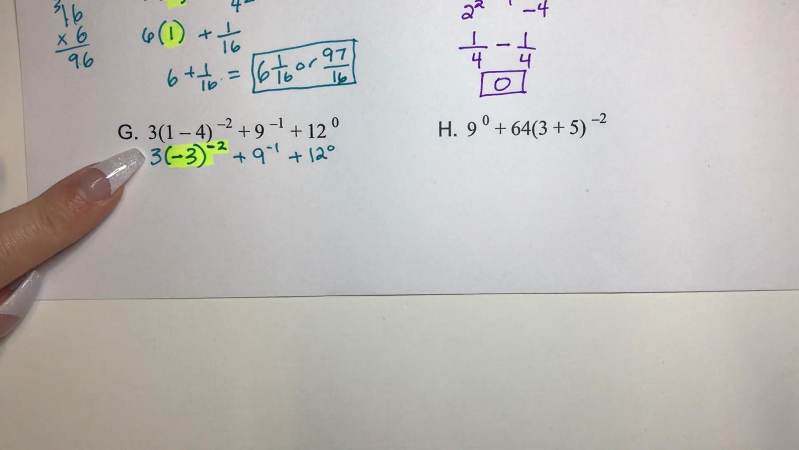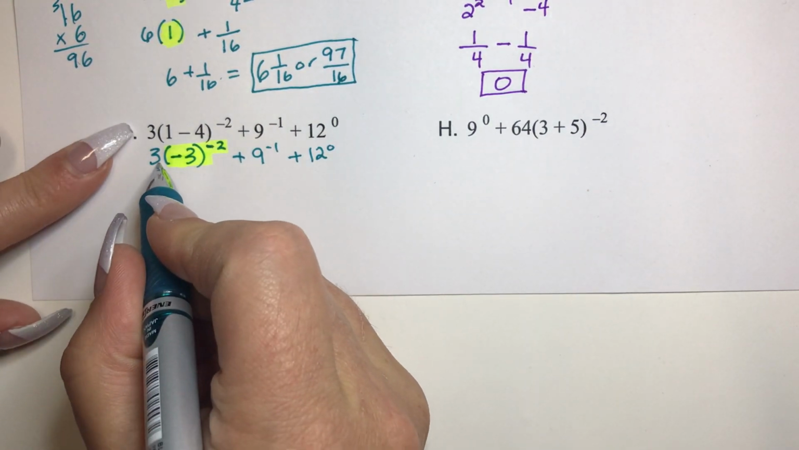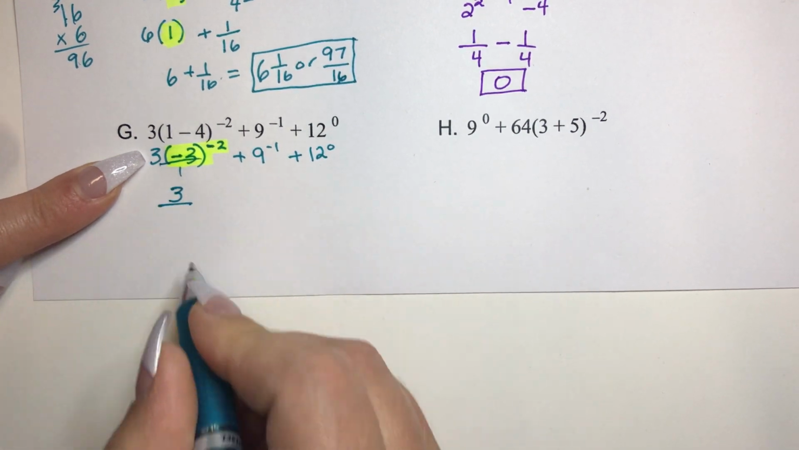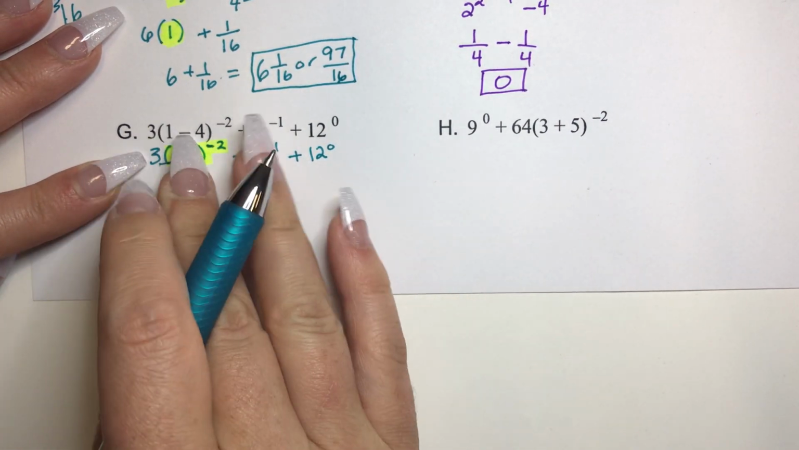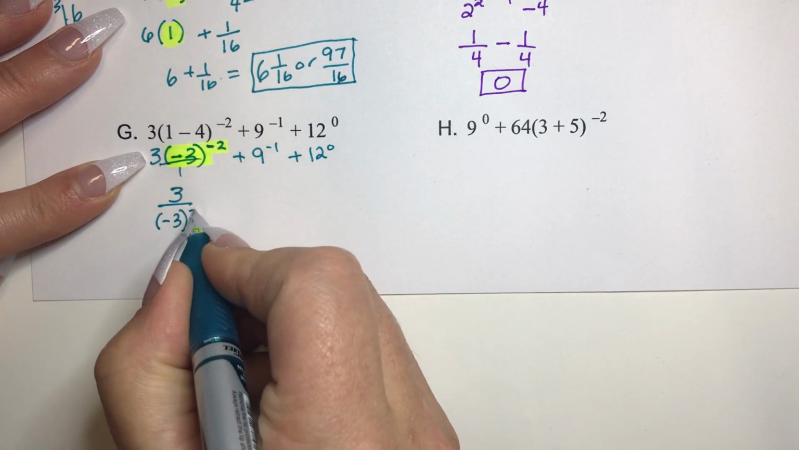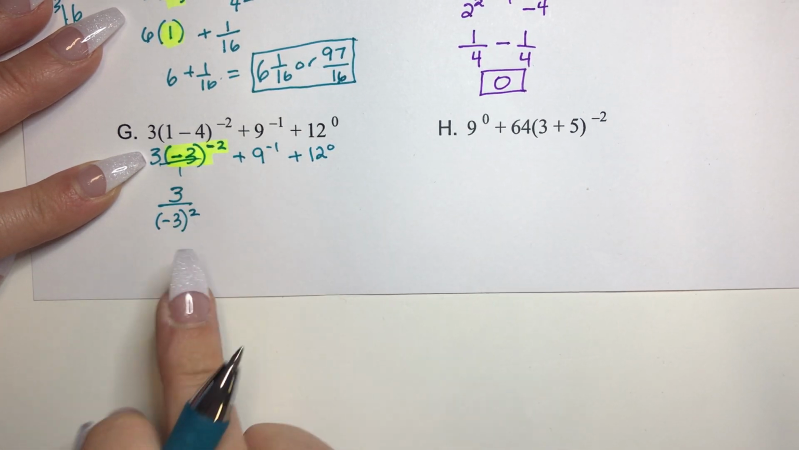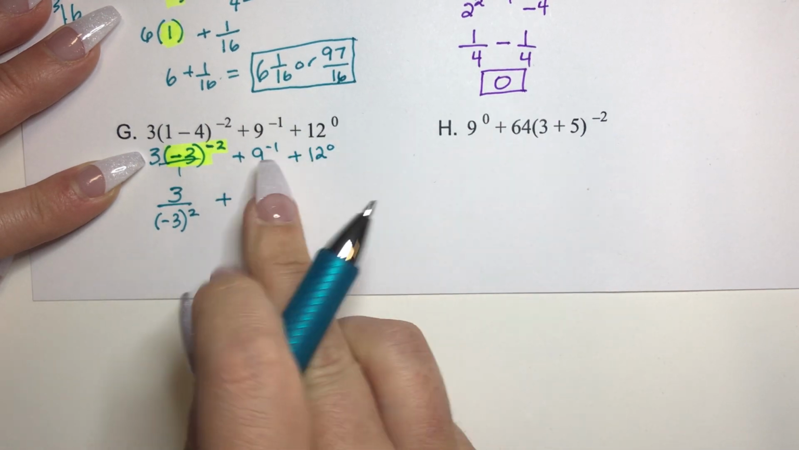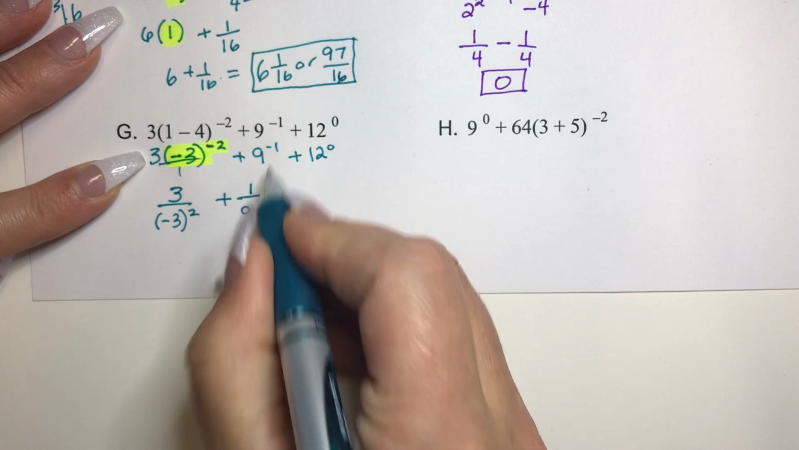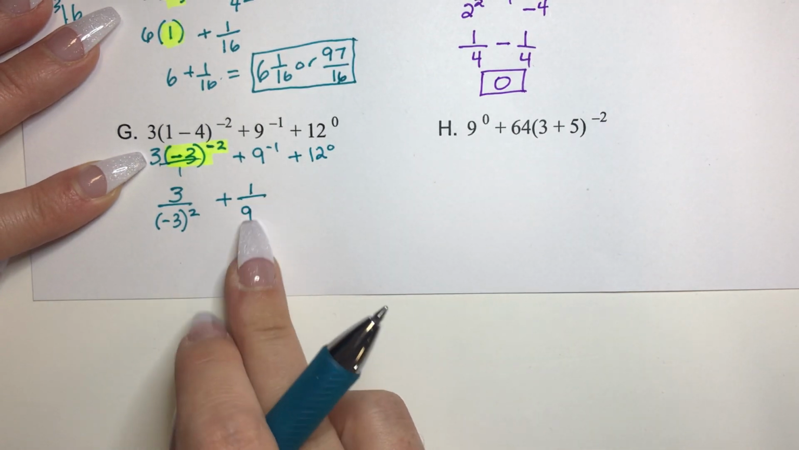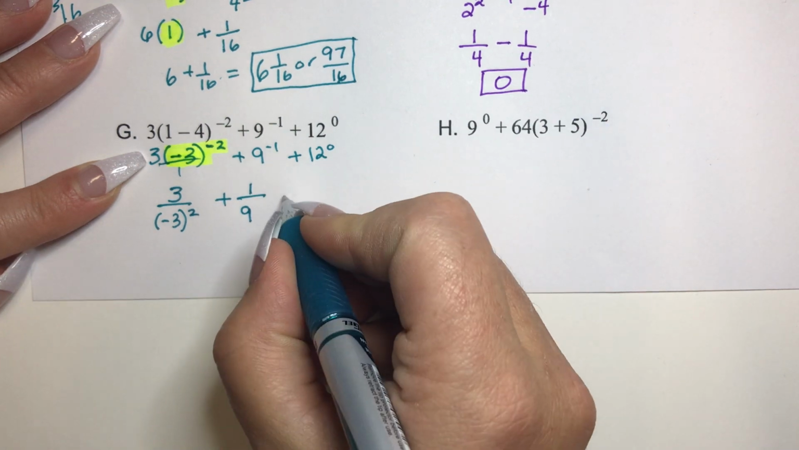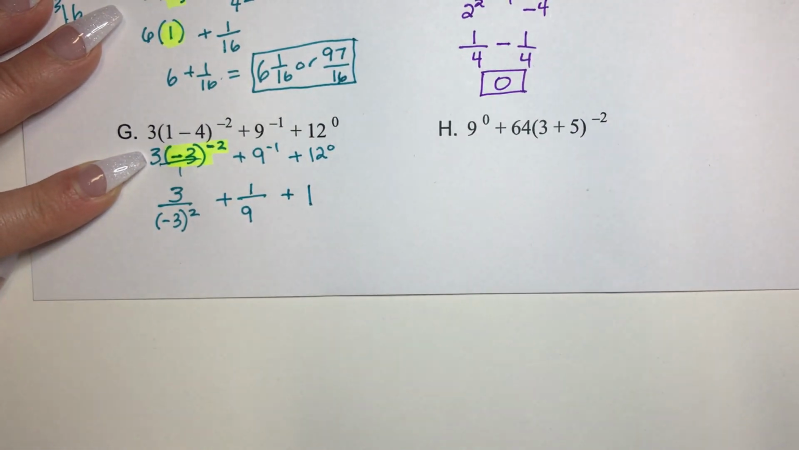So that 3 is on top of the fraction if I made this a fraction, right? So it's going to stay on top. And then this whole thing, because of that negative, goes down to the bottom. So we're left with -3 squared, except now it's positive when we flip it. And then we're going to move here. We're going to flip this one too. 9 to the first power positive, but we don't write it. 9 to the first power is just the same thing as 9. And then plus 12 to the 0 power, which is 1.